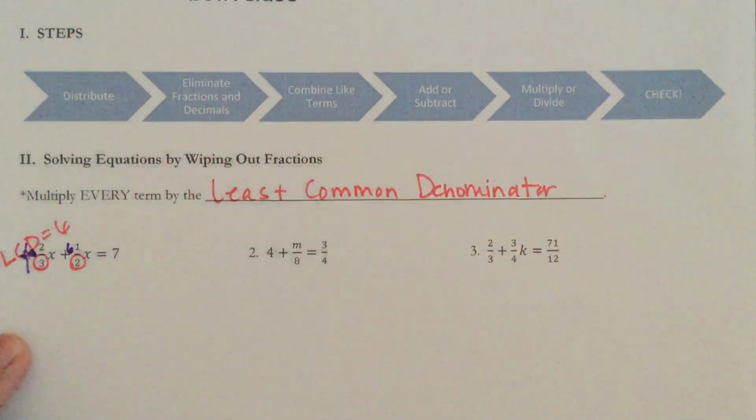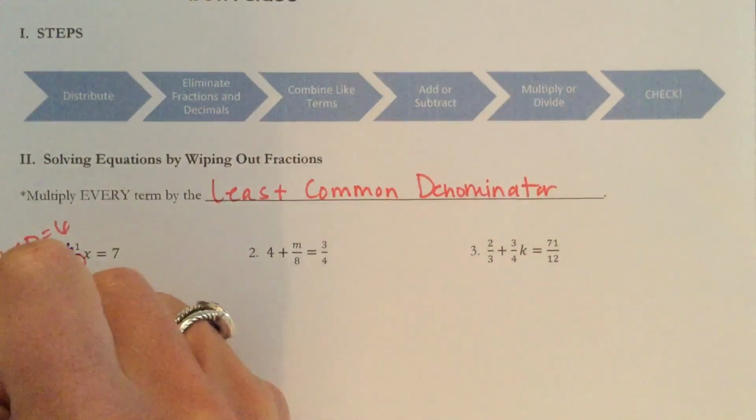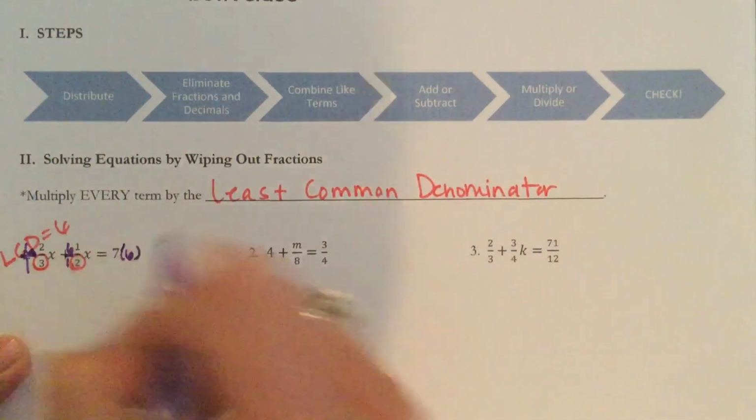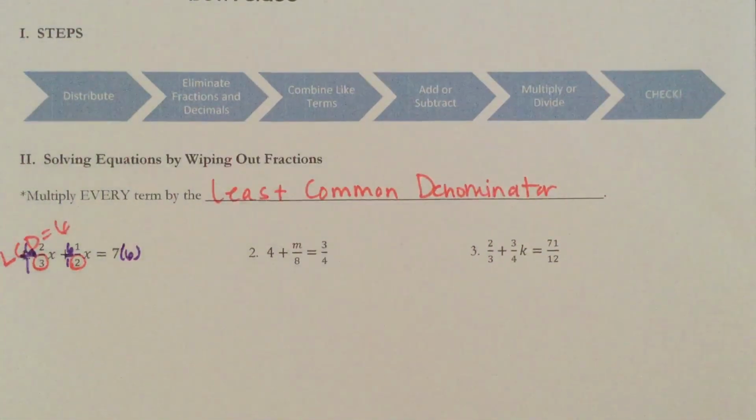And again, if it bothers me that it is a fraction and the 6 is not, I can make the 6 a fraction by putting it over 1. And finally, I'm going to multiply the 7 also by a 6. Even though the 7 wasn't a fraction, we still have to multiply it. I have to multiply every term by the least common denominator.